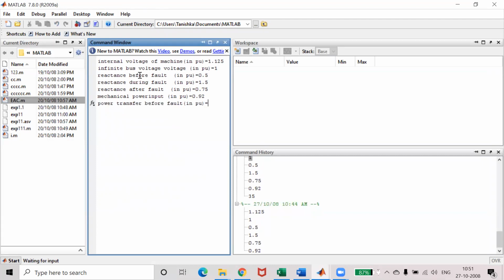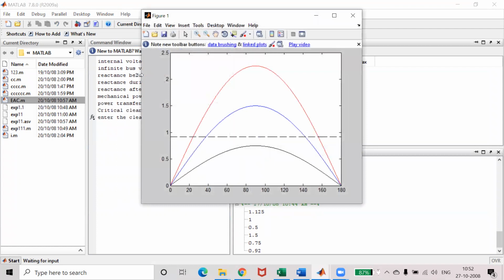Then we have the electrical power. The same power is going to be transferred, so I am putting 0.92. Once I press the enter key, you can see what I got: a graph. Graph of what? During normal operating condition, we have this graph, the red one. Then during the fault, we have this graph of black color. How much power is transferred? This is shown in black color. Remember that it is during fault.